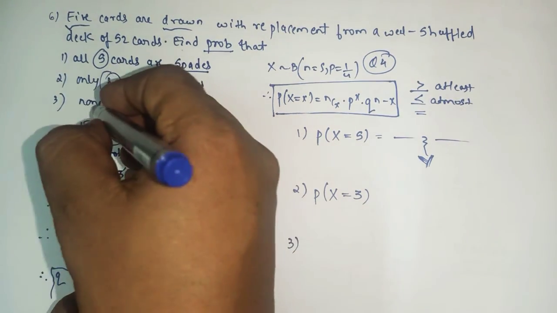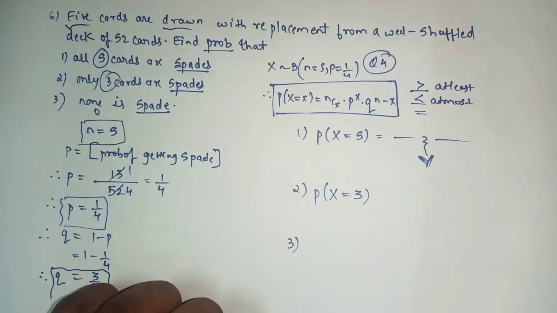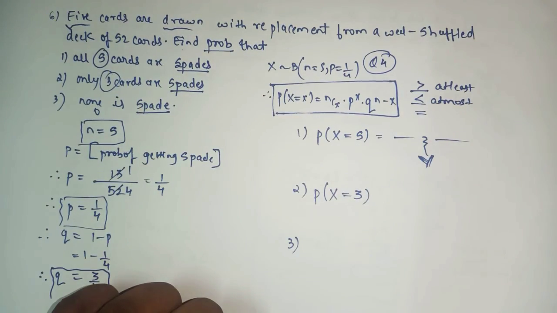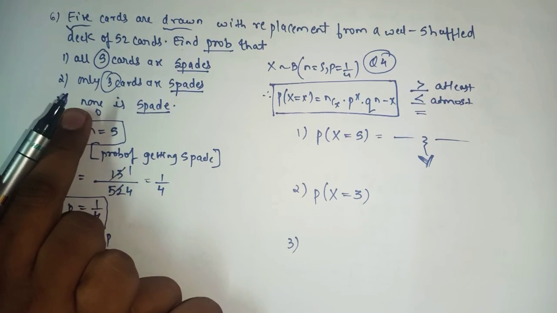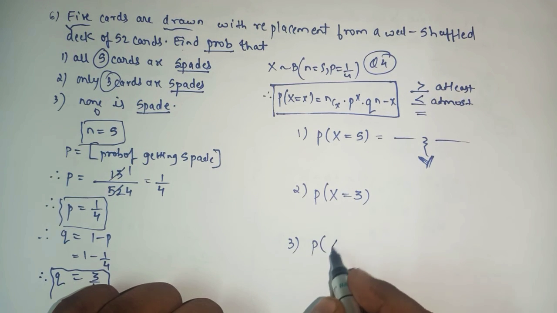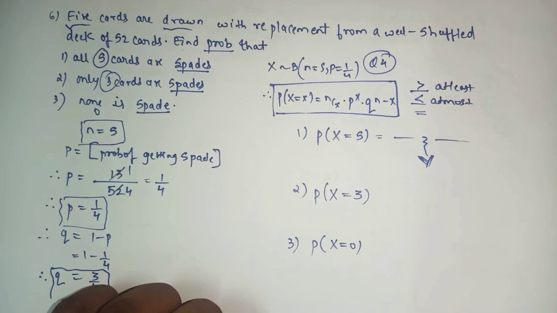None means what? 0. So that means we have to select 0 spade cards. Again, the previous sum only we saw. None means 0. So 0 means what? That none, it is without the word at least and at most. Again it is exactly. So x equals to 0 will come. None means 0.